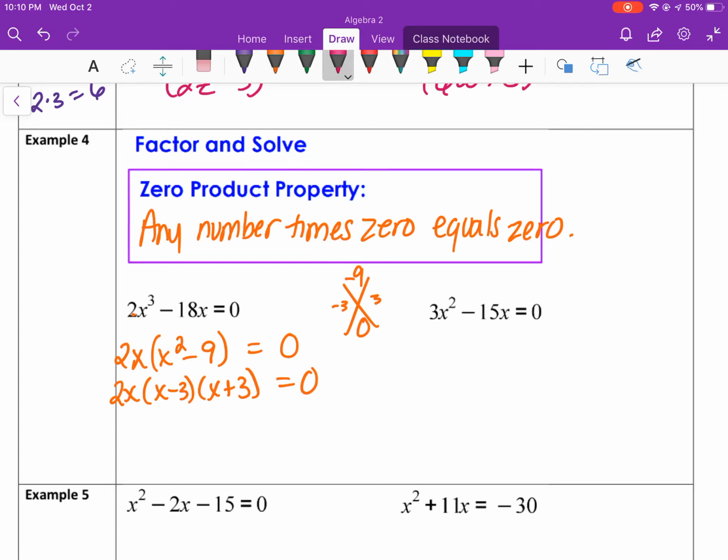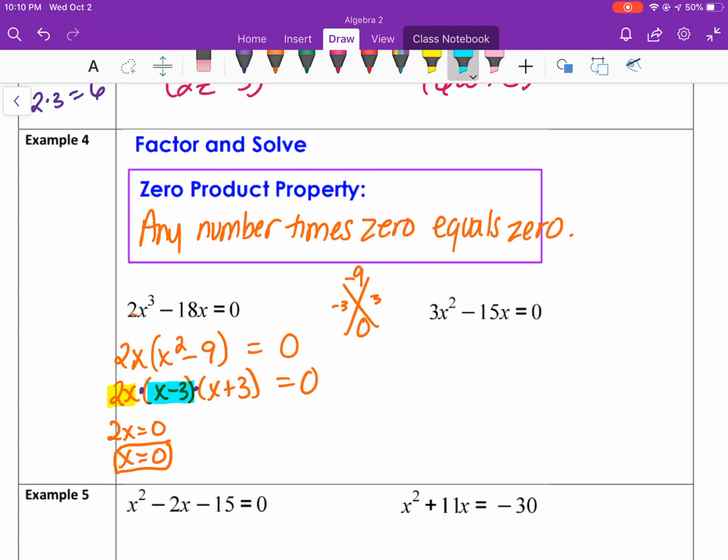Then the zero product property says anything times 0 equals 0. So these are all being multiplied together. It's like a times sign here and a times sign here. So if 2x equals 0, then this whole thing would equal 0. So if 2x equals 0, well, x equals 0 is one of our answers, because if I plug in 0 there, I'd get 0 times whatever. I'd have 0 times negative 3 times 3, which is still 0. So 0 equals 0. So that one would be one answer.